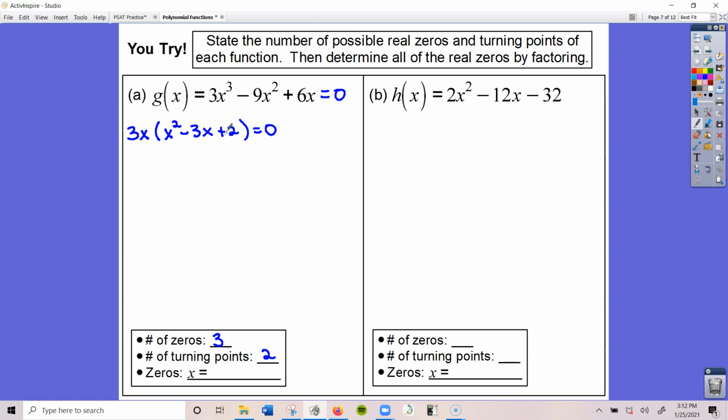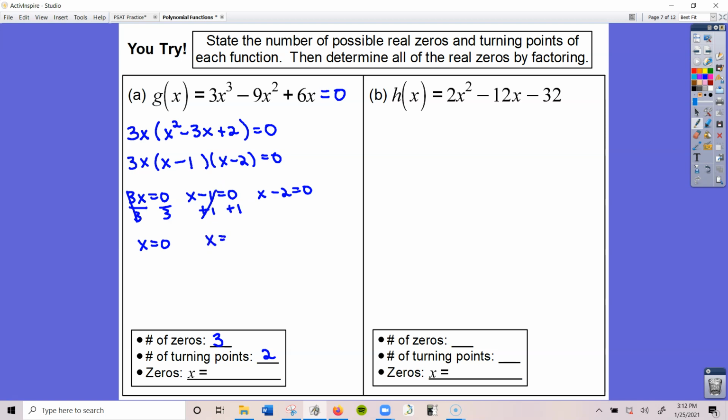And now we can continue factoring this quadratic. So we have 3x, and the two numbers that multiply to give me 2, but add to give me negative 3, are negative 1 and negative 2. So x minus 1 and x minus 2. And now we set each individual factor equal to 0. Here I would have to divide by 3, and 0 divided by anything is 0. Here we would add the 1, so x is equal to 1, and here I would add the 2, so x would equal 2.